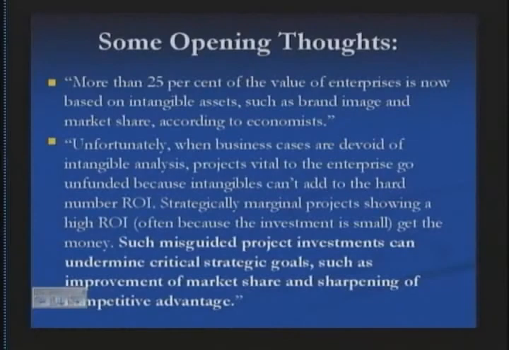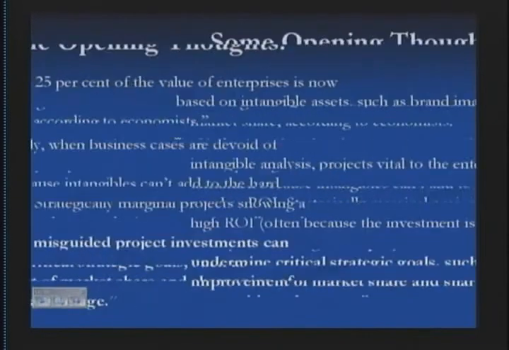Had we done a better job at accurately estimating the intangible benefits, we would have gotten a clearer picture of why this is important to the business. And so we continue on here with this quote from Jack Keane: strategically marginal projects showing a high ROI, often because the investment is small, get the money. Such misguided project investments can undermine critical strategic goals such as improvement of market share and sharpening of competitive advantage.